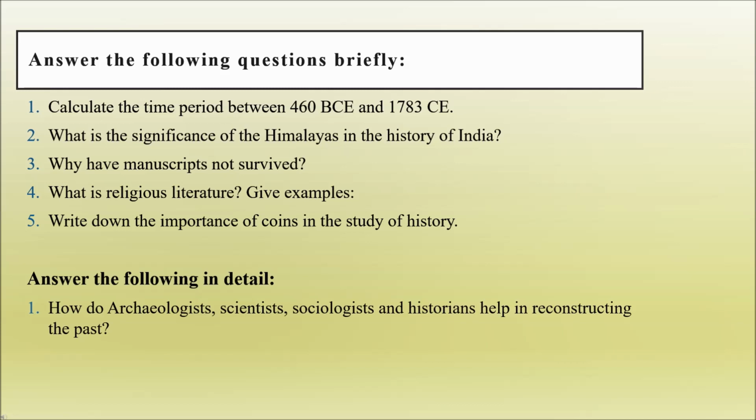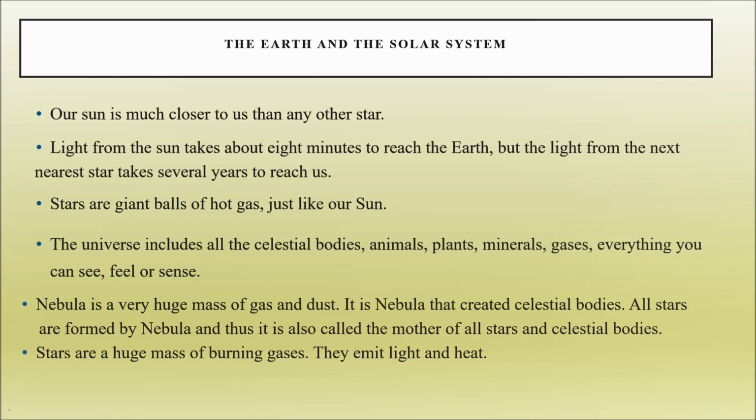Sociologists, they try to connect things recovered in similar times and locations to understand the inner connection between them and build up a story of the past. Historians, they study about these stories and record it in a systematic way so that people can understand the past. Children, we have completed revising the chapter when, where and how from history. Now we'll see the lesson, the earth and the solar system from geography.